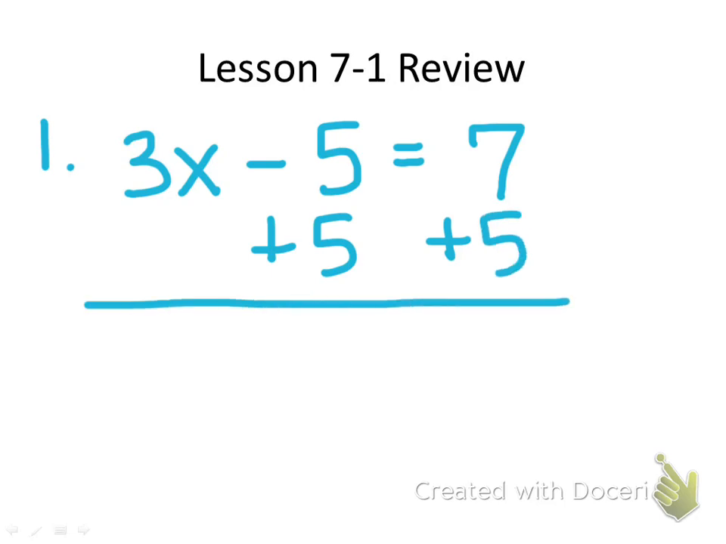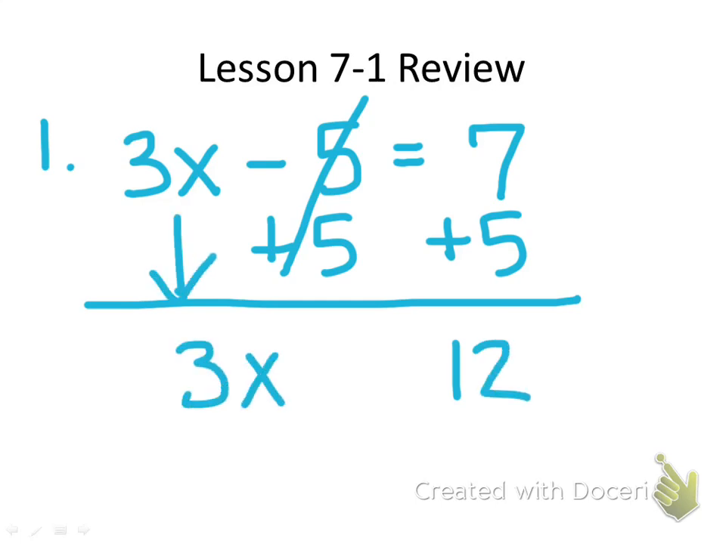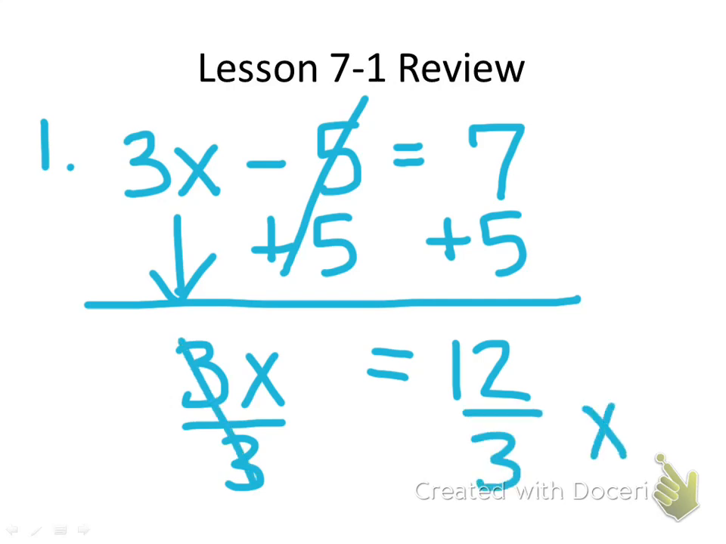Add 5. 5 minus 5 is 0. 7 plus 5 is 12. Now I bring down my 3x. Now I have a multiplication problem. 3 times x equals 12. So I'm going to undo this by dividing and find out that my answer is x equals 4.